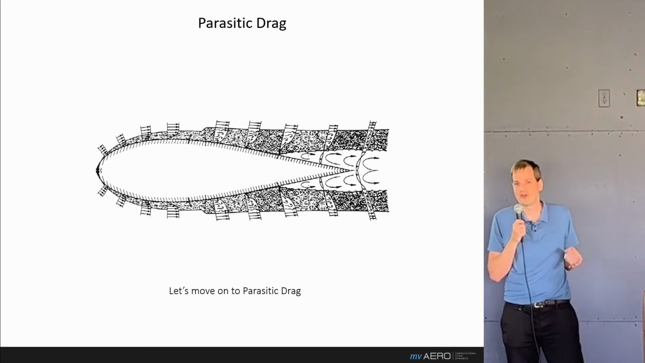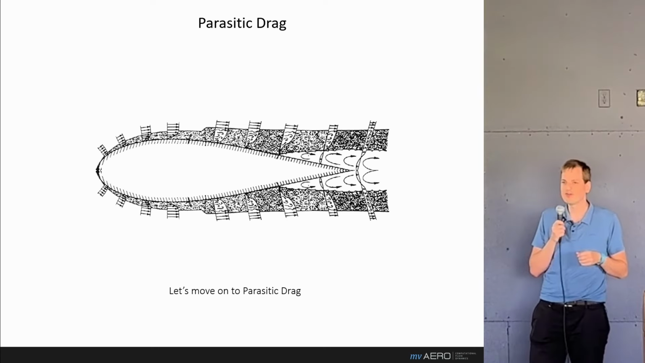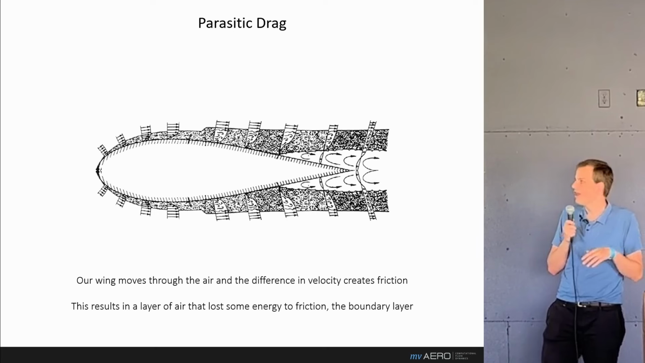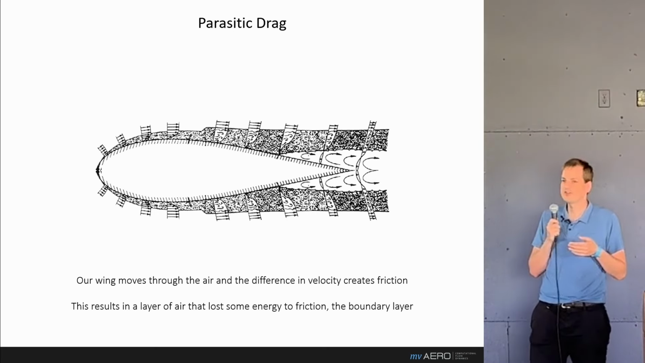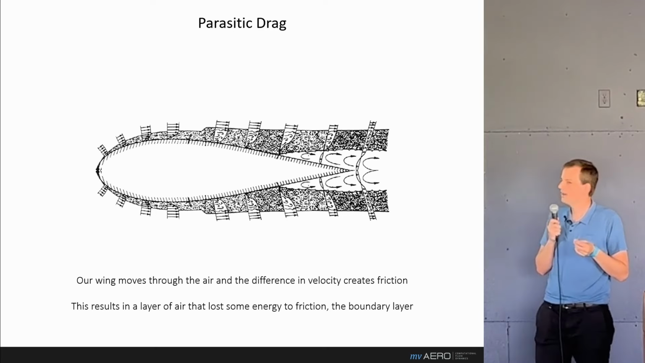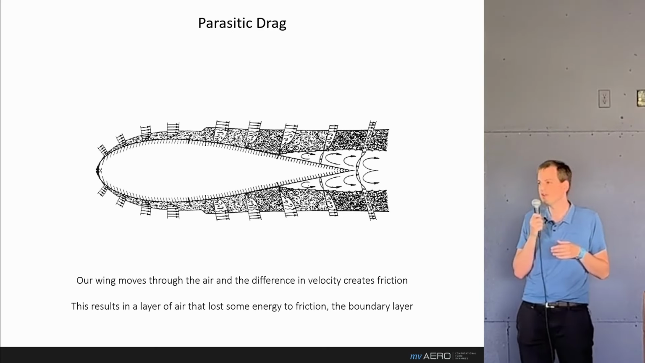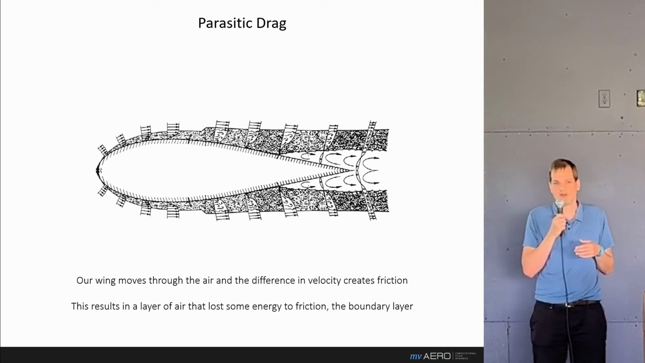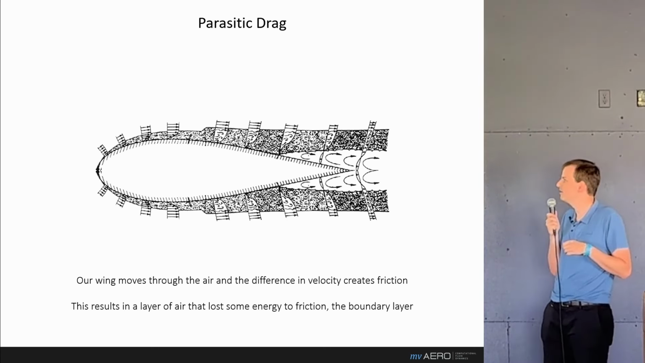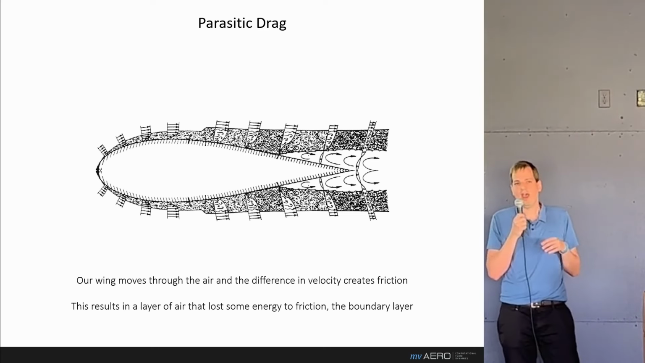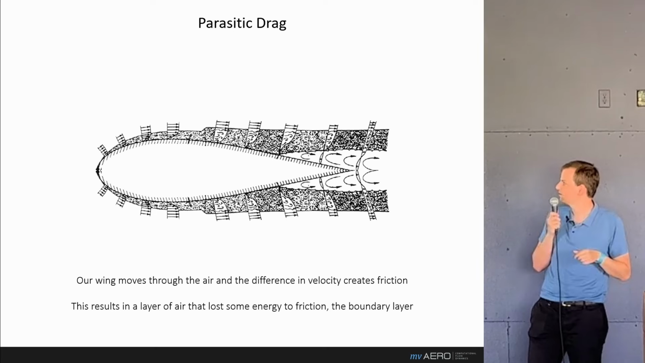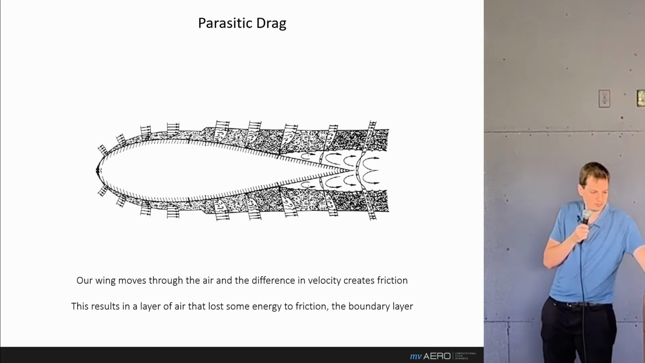Well, that's induced drag. Let's now talk about the other component of drag called parasitic drag. As our wing moves through the air, there's a difference between the velocity of the air and the wing. And that difference in velocity will result in friction. And that will result in a thin layer of air which lost a little bit of kinetic energy due to friction. And precisely that layer of air that has lost some energy to friction, we call the boundary layer.